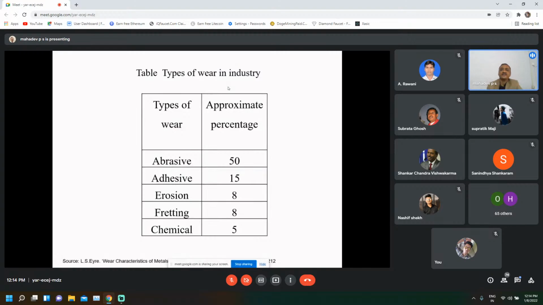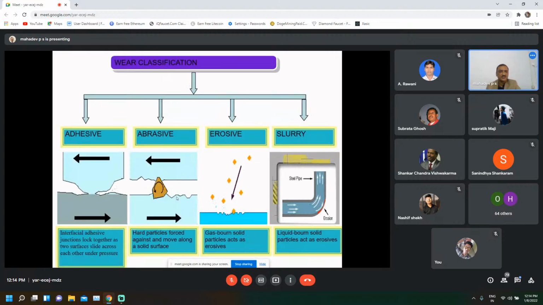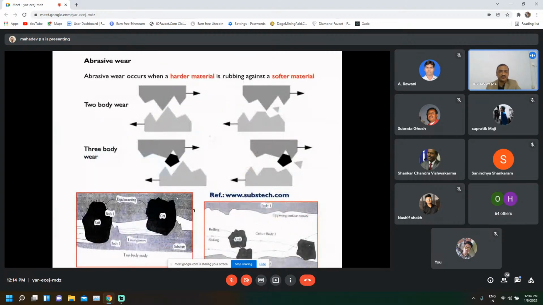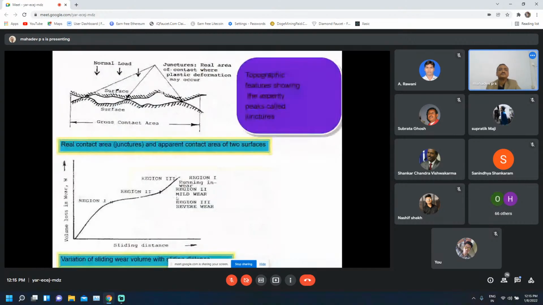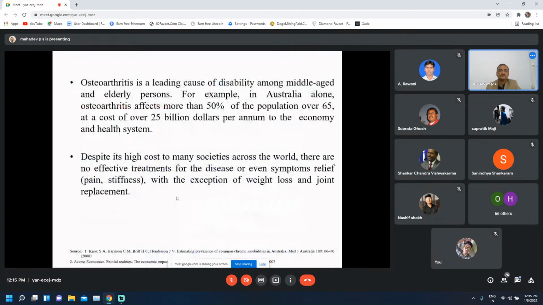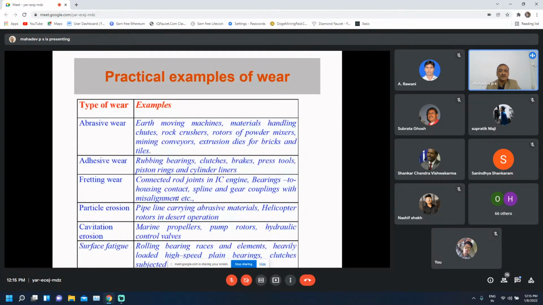The types of wear in industry: there are different kinds of wear like abrasive, adhesive, erosion, fatigue, and chemical. The abrasive wear dominates at 50%. Other types are less. I will not cover these types of wear; sir might have covered these things. These are the practical examples of abrasive wear, as you can see in earth moving equipment and material handling tubes.